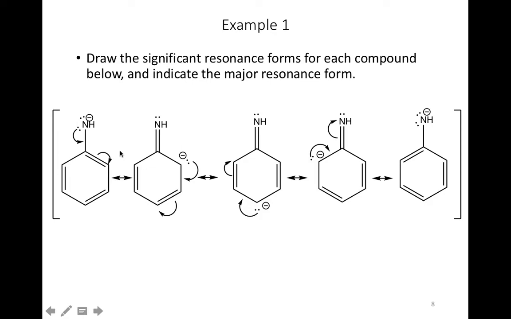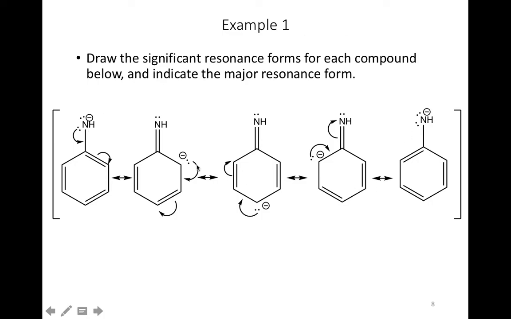And so now when I want to compare these different resonance structures, I think the one on the far left and the one on the far right are essentially the same, right? The double bond is just in different positions on the benzene. And then I think the middle three are also more or less equivalent.